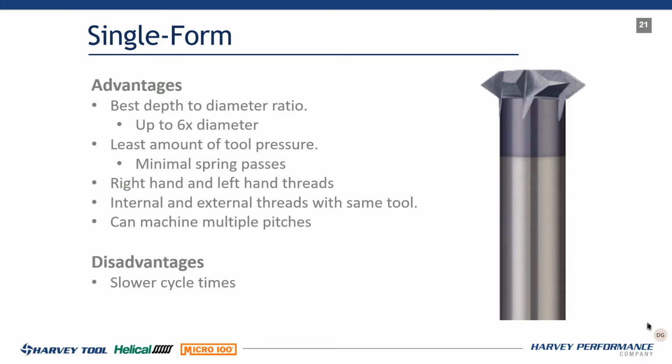And you can machine multiple pitches with a single form thread. You can't do it with multi-form and tri-form, but with a single form thread mill, you can do multiple pitches, which means if your diameter is within your minor of your hole, you can actually run a 32 pitch. You can run a 24 pitch, depending on what you pick. You can run a 20 pitch.